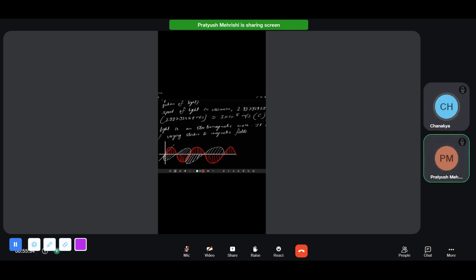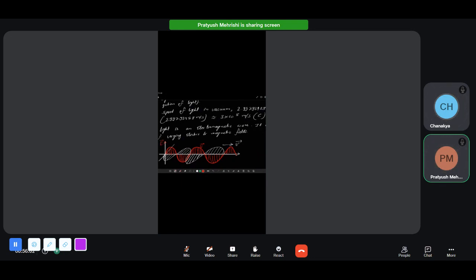Okay, so this is an electromagnetic wave. These waves are mutually perpendicular to each other. If the light wave is moving in this direction with velocity v, then this red part, which is visible here, is the electric field. This is the electric field.